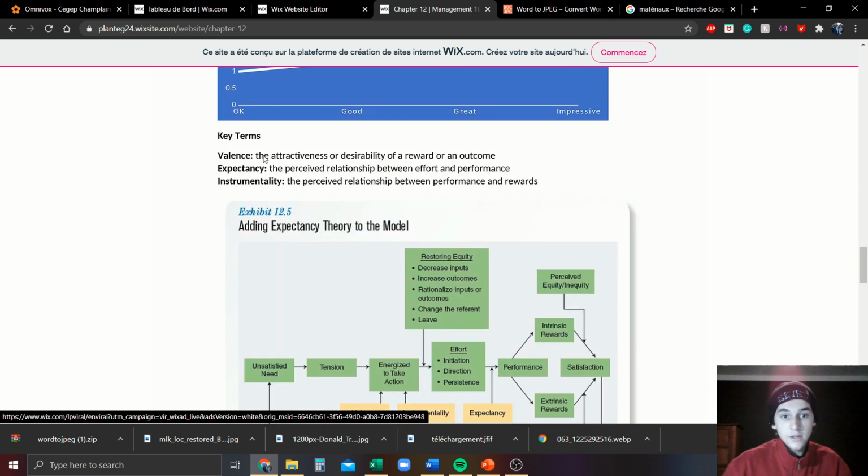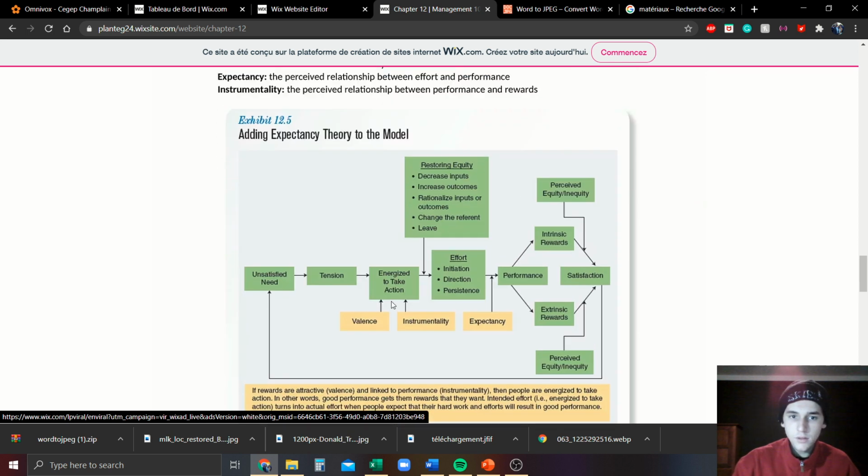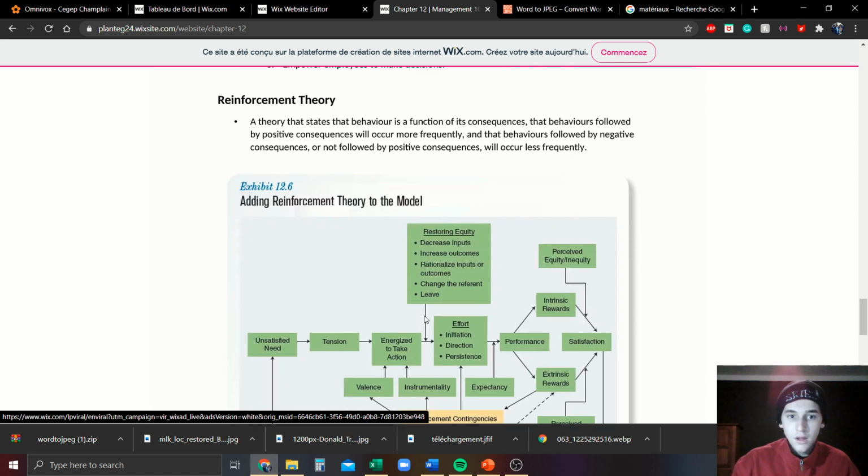Now for the key terms: valence is the attractiveness or desirability of a reward or an outcome. Expectancy is the perceived relationship between effort and performance. Instrumentality is the perceived relationship between performance and rewards. This is the graph right here.